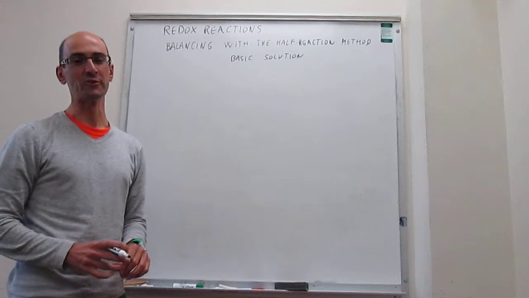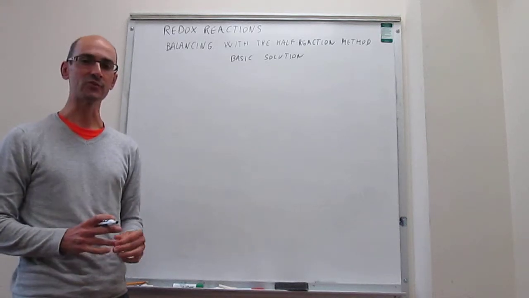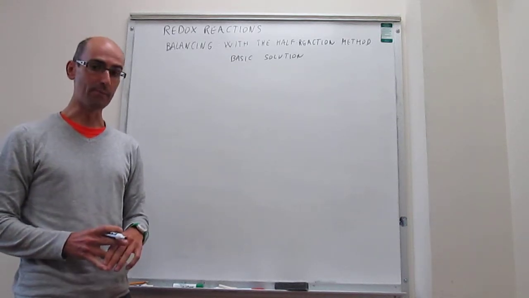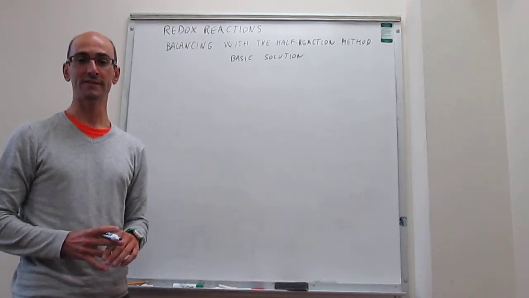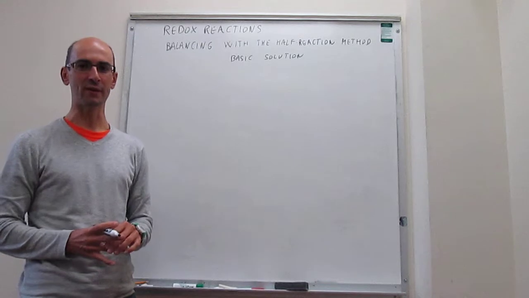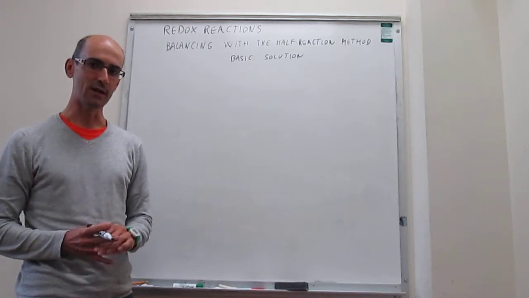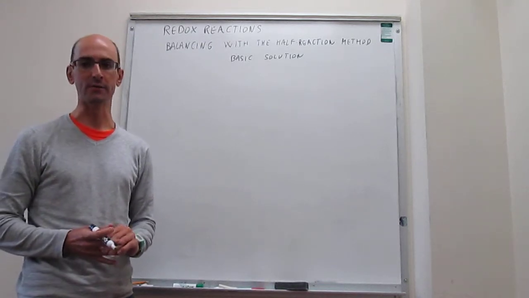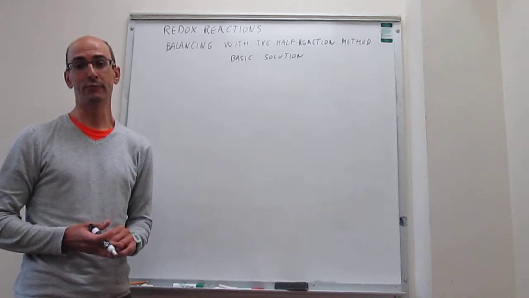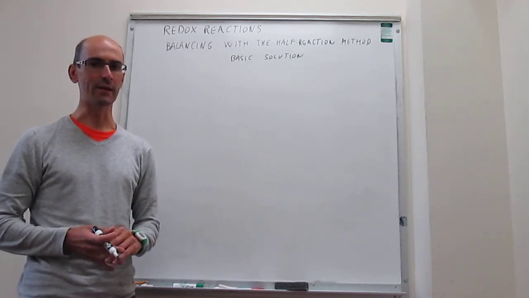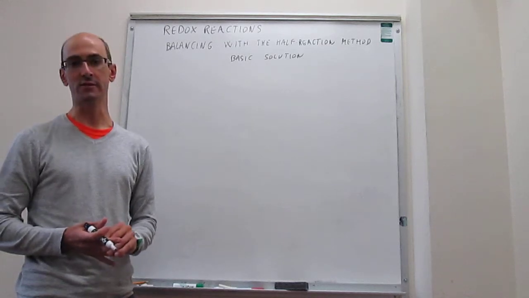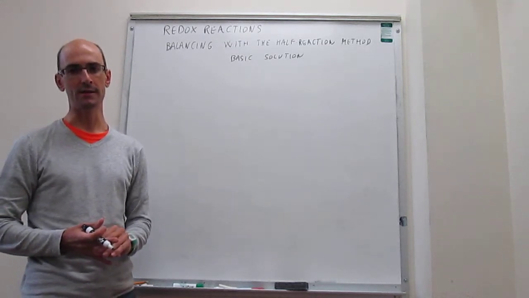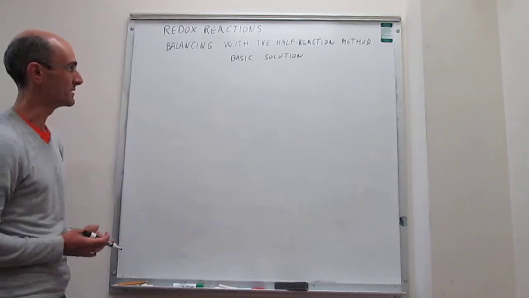In this video, we're going to learn how to balance redox reactions using the half reaction method, but in basic solution. In prior videos, we have learned how to balance redox reactions with the half reaction method, but using protons to balance the hydrogen atoms in the reaction. That works well if you're working in acidic media, but if you're working in basic medium, then that procedure is not correct. So let's try to see how that would work for a basic solution.